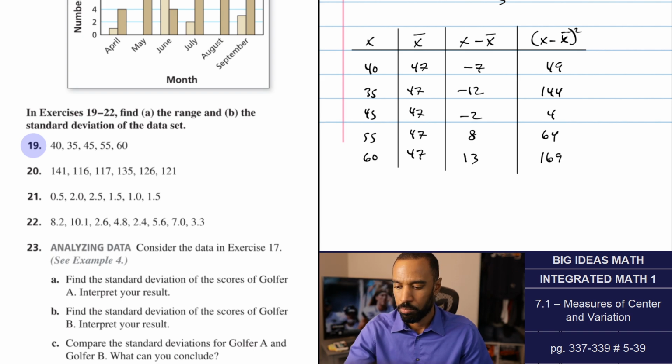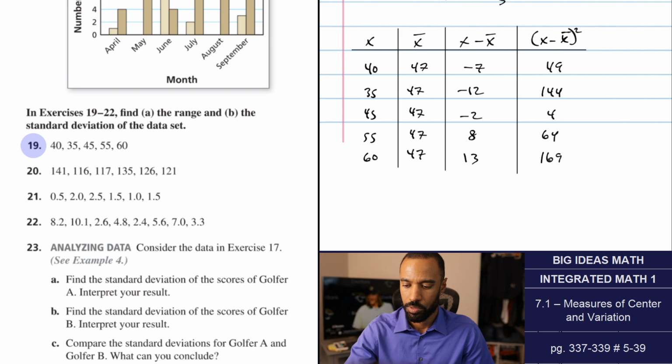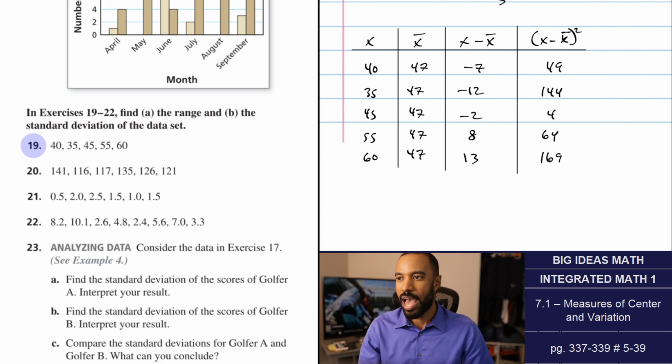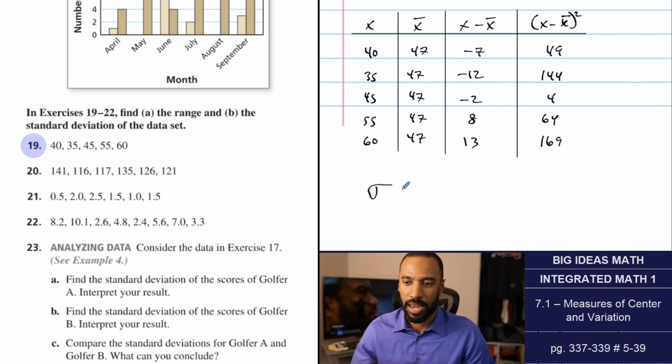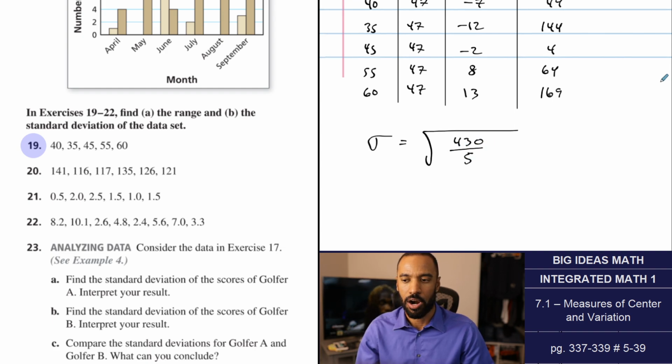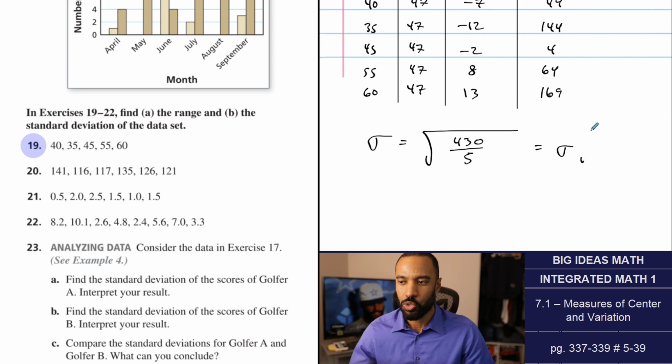49 plus 144 plus 4 plus 60. So those add to 430. For the standard deviation, we're adding all of those up. They add to 430. We divide by the 5 terms that there are, and we take their square root. So what we get inside the square root portion is the variance.